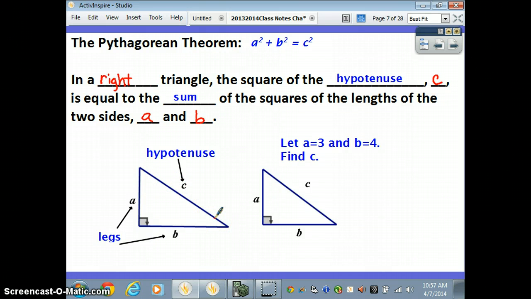Okay, so here we have a problem. A is equal to 3, so we'll plug that in.